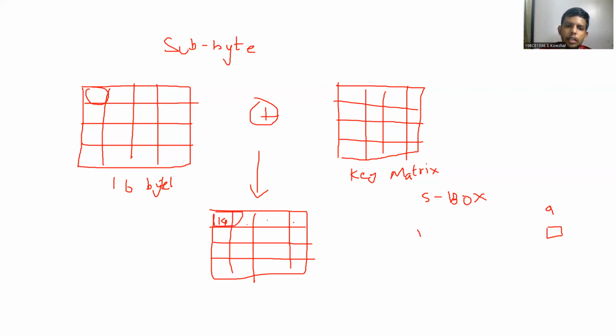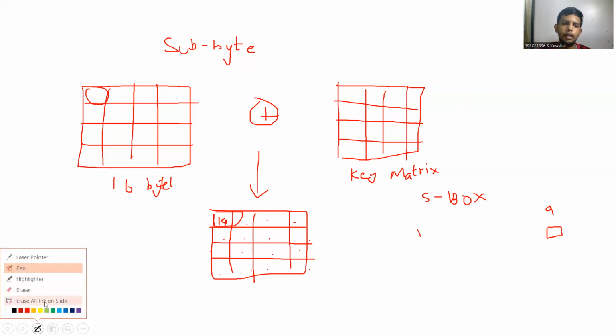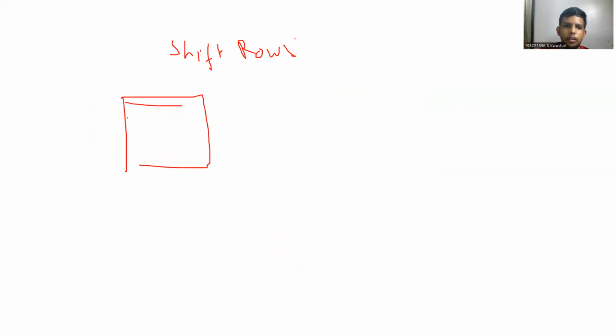Similarly, each and every element inside the 4 by 4 matrix is replaced with the lookup table elements, and hence we have a final matrix after SubBytes. After SubBytes, we go to the next operation, that is ShiftRows. What ShiftRows basically does is, I have a matrix. Let's say, oh, sorry about that.